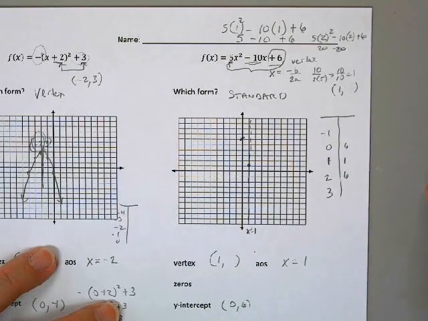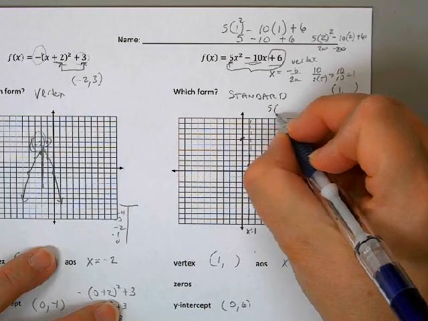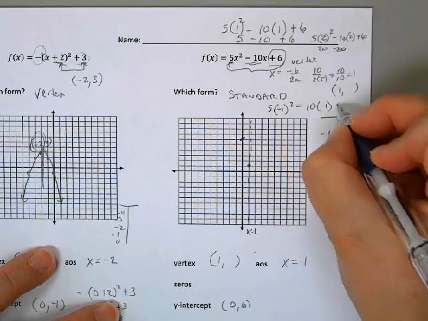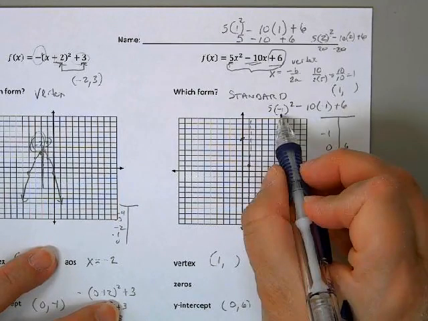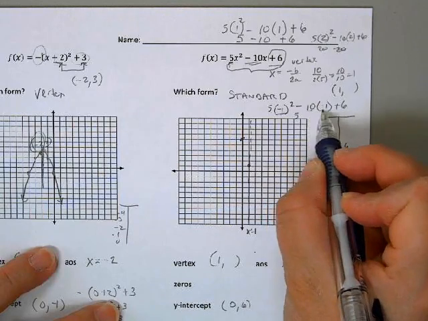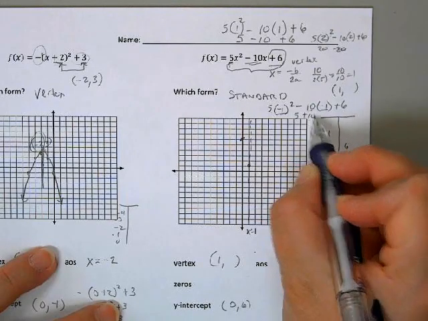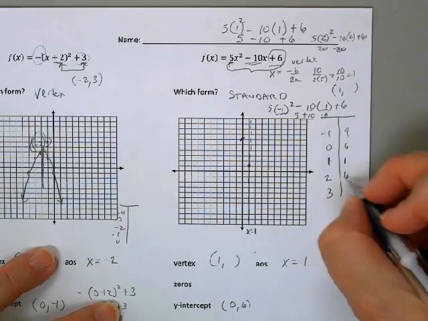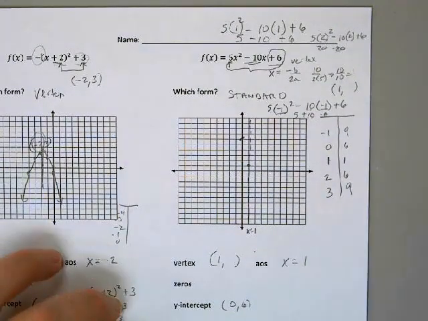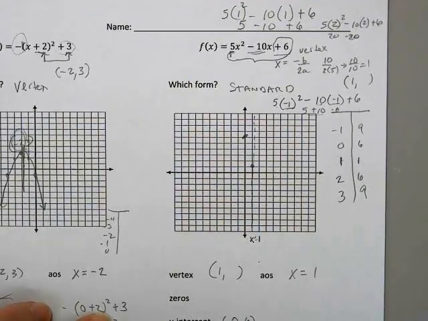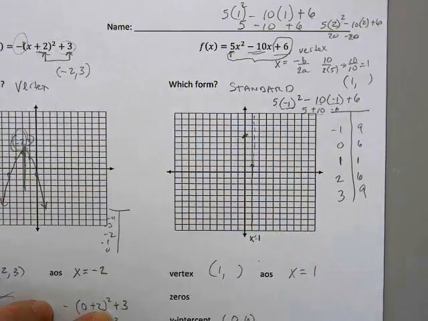And then I'm going to put negative 1 in, so 5 times negative 1 squared minus 10 times negative 1 plus 6. So this is 1 times 5, which is 5. Negative 10 times negative 1 is plus 10, plus 6. So 15 plus 6 is 21. These are both 9. You can also put y equals in your calculator and type in the equation and take a look at the table.